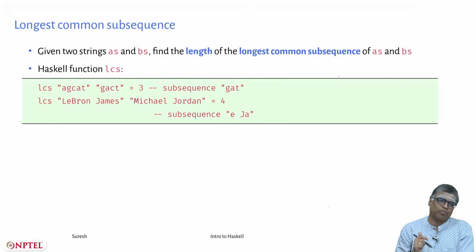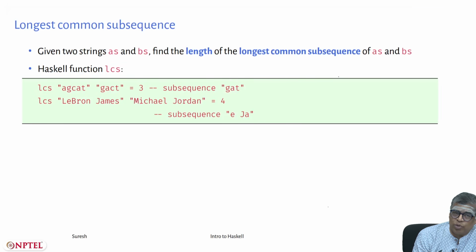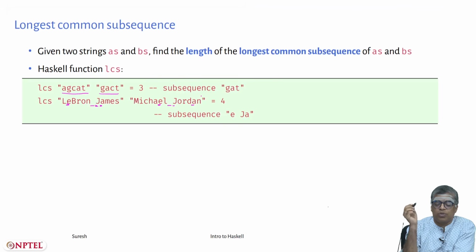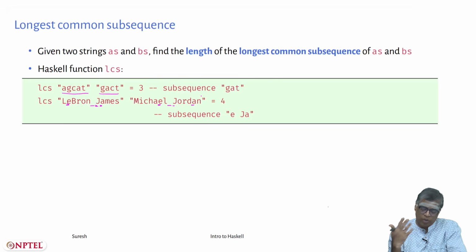So essentially we would like to write the Haskell program LCS. LCS of AGCAT and GACT should be GAT, the subsequence that is common to both, and the length is 3. LCS of LeBron James and Michael Jordan: there is this E here, this E here, and then J A space J A. That is the subsequence, and the length is 4. You get the idea now.